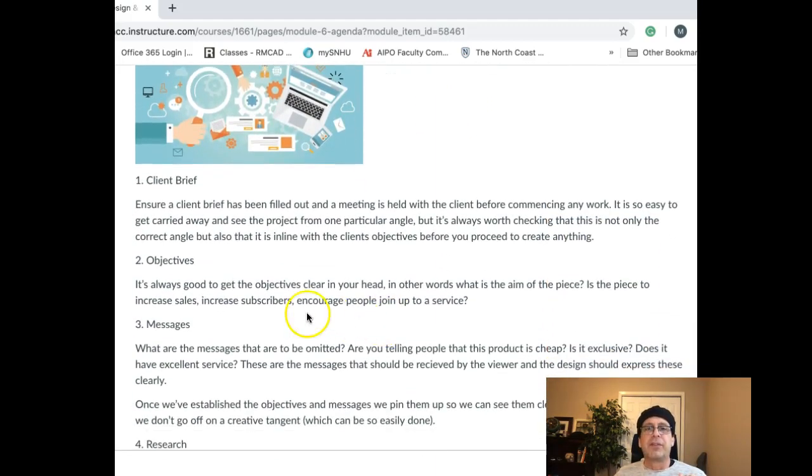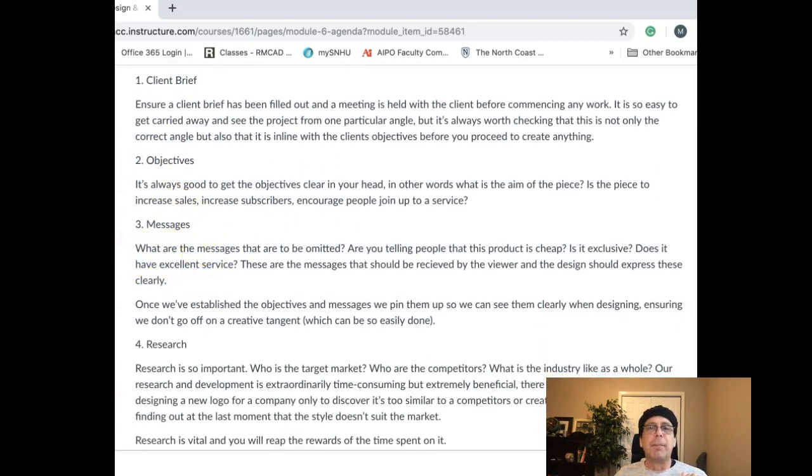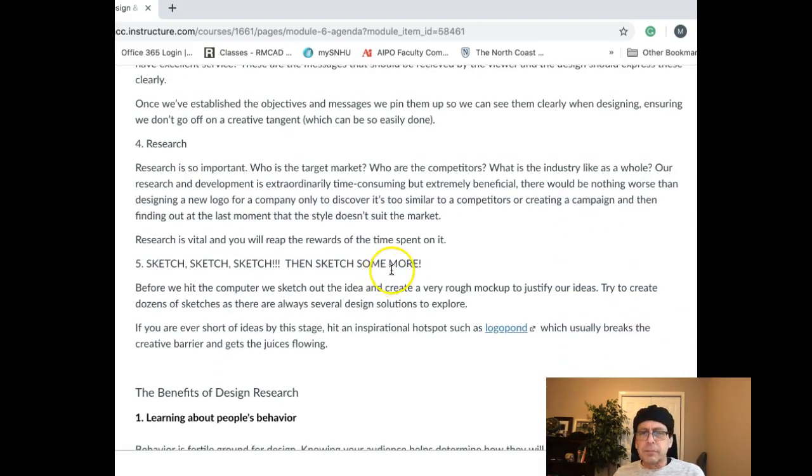Okay, so we have research development. These are some very basic client brief items. Establish your objectives, establish the message, and what messages not only you want to include, but what messages should be omitted. So what kind of message are you delivering that you don't want? Collateral damage, I like to call it. So what kind of collateral message are you delivering that you don't want? Think about that. And of course, research. And this, my friends, is critical.